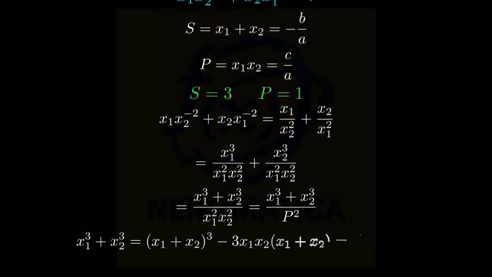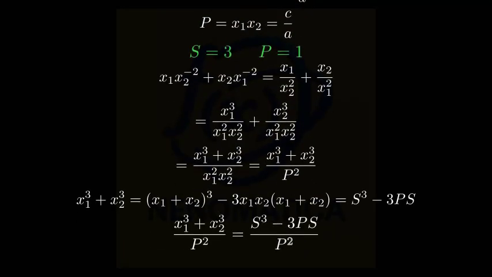Use the identity for the sum of cubes in two variables. x1 cubed plus x2 cubed equals s cubed minus 3ps. Substitute into our compact expression. It equals s cubed minus 3ps over p squared. Plug in s equals 3 and p equals 1. That gives 27 minus 9 over 1, which equals 18. Therefore, the required value is 18.